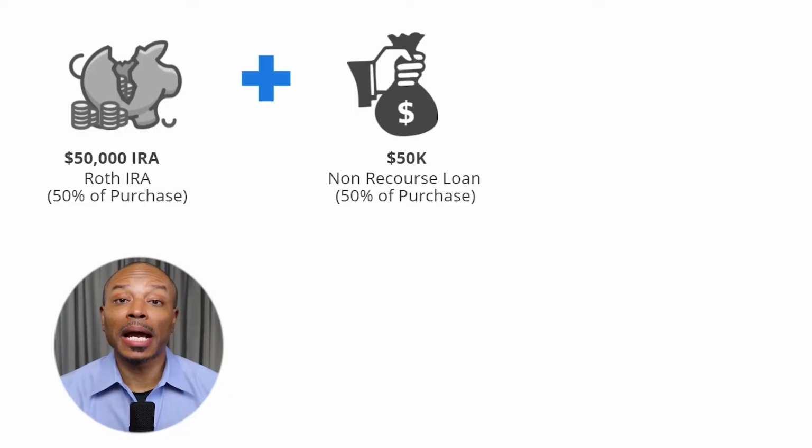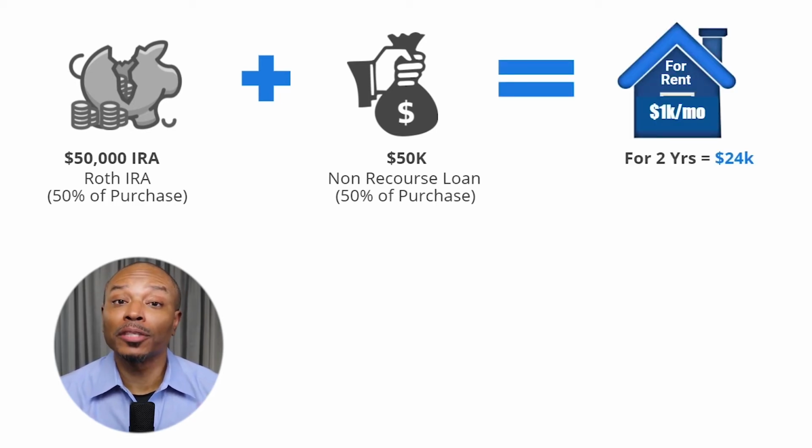So let's jump back into this example. Okay, so we get this $50,000 non-recourse loan from the bank, and you pair that with my self-directed Roth IRA that has $50,000 in it. I now have the $100,000 I need to buy this property. So I purchase it for $90,000. I apply $10,000 to it, it's ready to go.